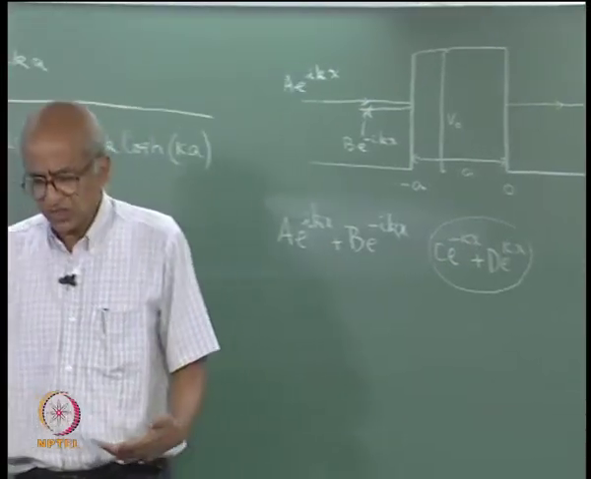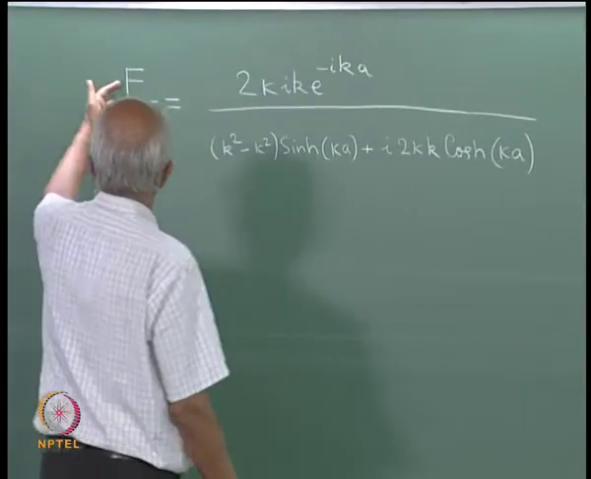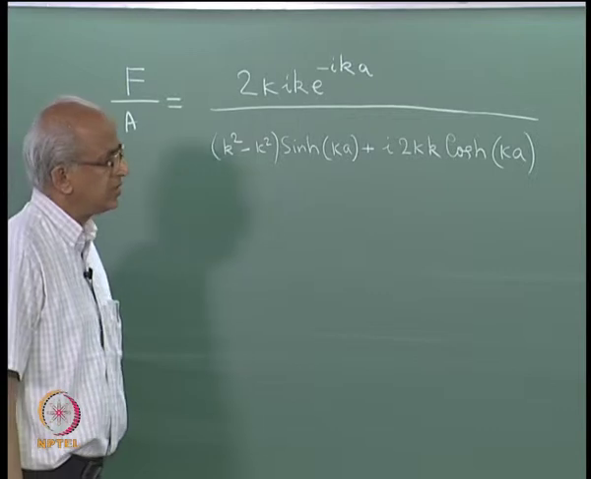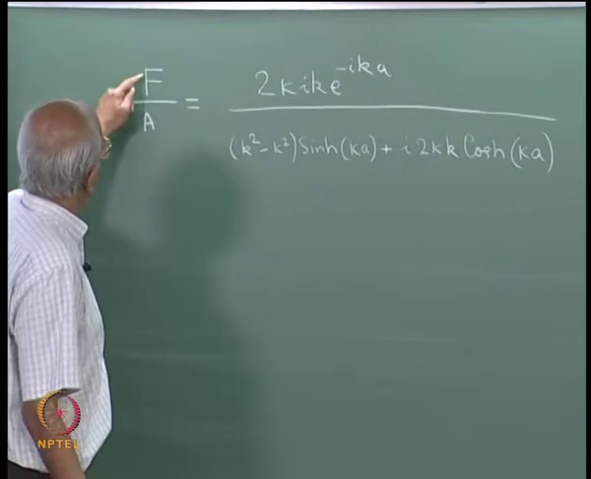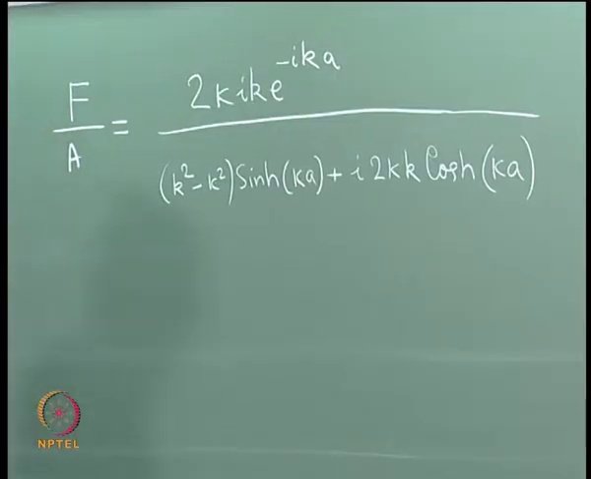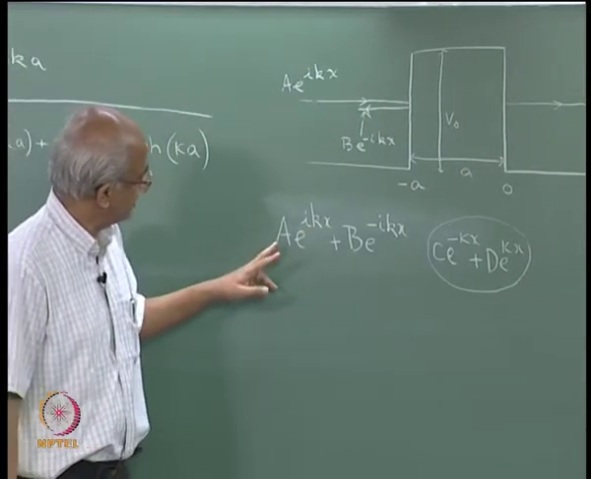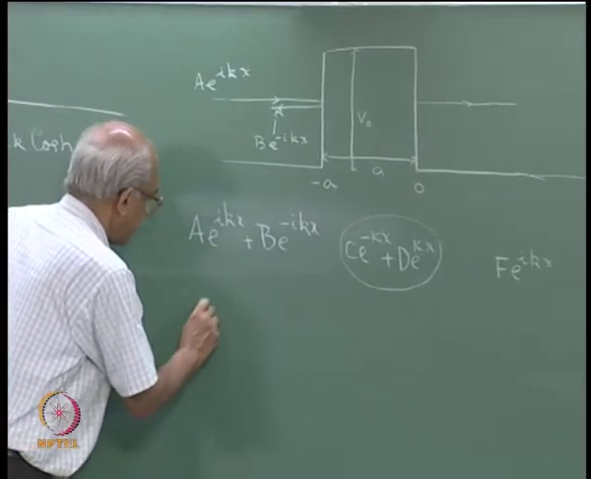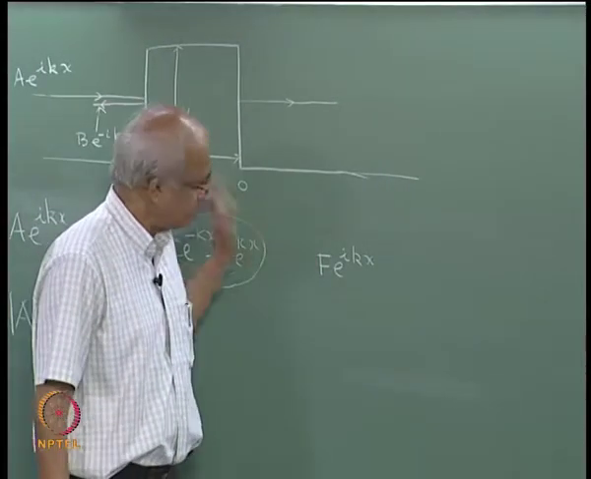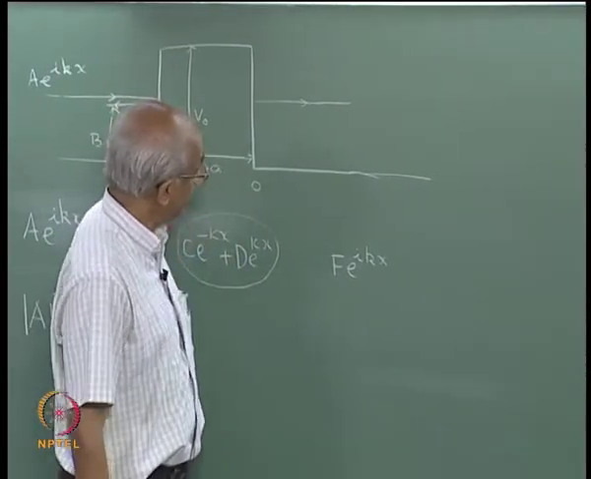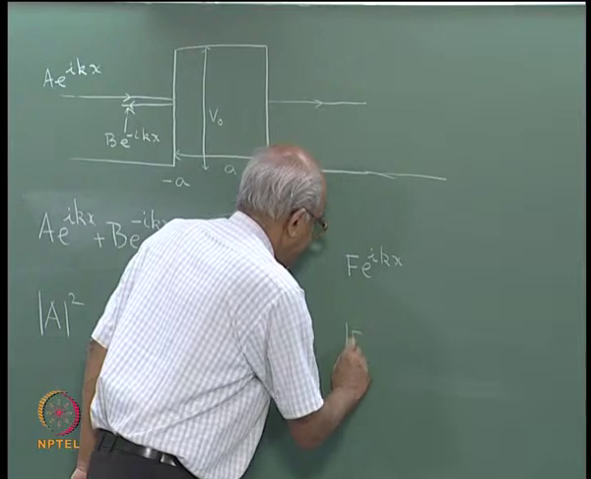And we did a lot of algebra, and we eventually arrived at an expression for f divided by a, which is reproduced on the board, and the quantity that we want to calculate is actually the square of the magnitude of f by a. Why is it so? Well, the number of particles that are incident from the left hand side is essentially determined by a. In fact, it is proportional to magnitude of a square, and if we had done this experiment with a beam of particles, the number of particles that will come out on the other side will be determined by magnitude of f square.